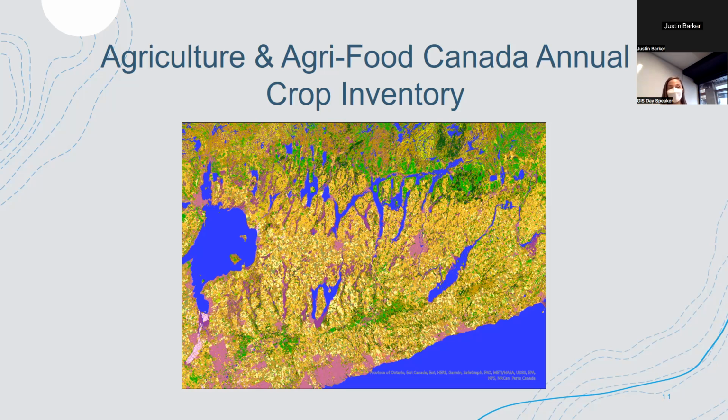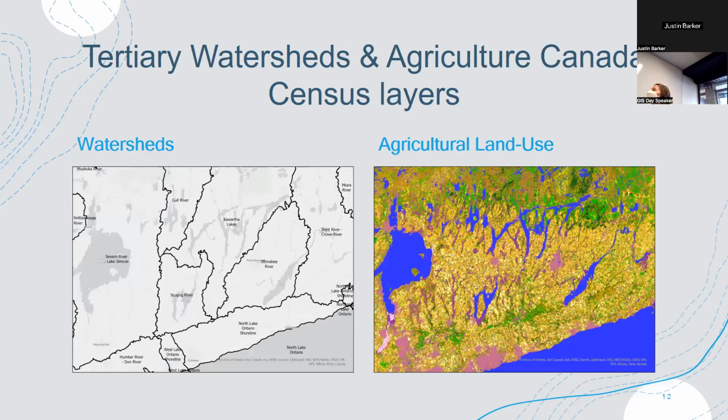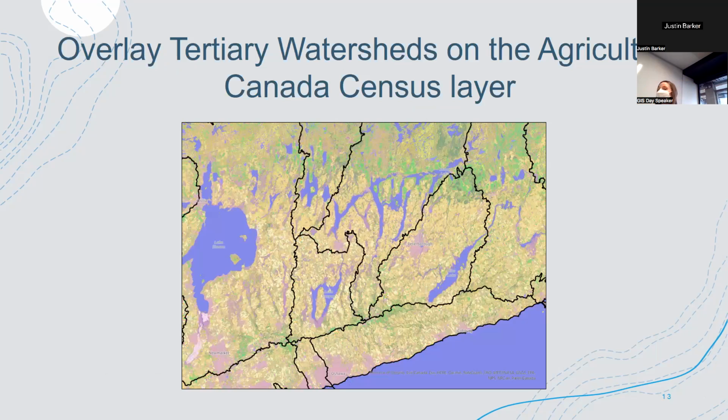It's fantastic. And so we have the watershed layer and we have the agricultural land use, which is not even just agriculture. They also include, like, the pink on this map is urban and city areas. So as you can see, we have Peterborough, this pink area right there. So it has a lot of information in there. And so I was able to overlay these two layers, and have the watershed showing above the agricultural census layer.